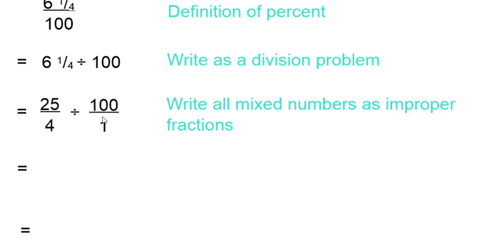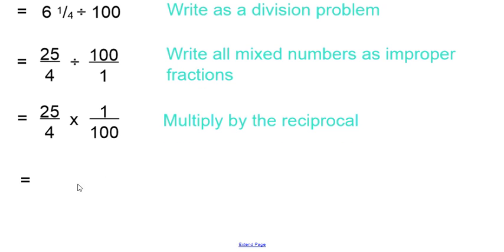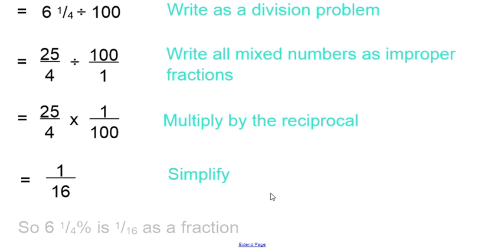Now that I have two fractions, now I can multiply by the reciprocal. So I have 25 over 4 stays the same. Division turns into multiplication. And the reciprocal of 100 over 1 is 1 over 100. So now I can simplify by multiplying. I got 1 over 16. So 6 and 1/4 percent as a fraction is 1/16.